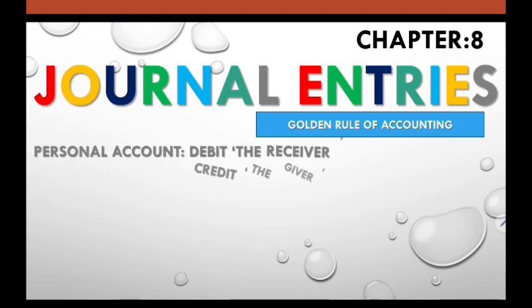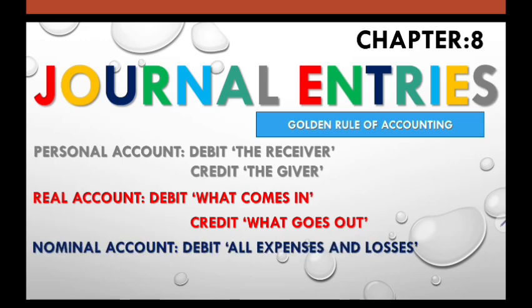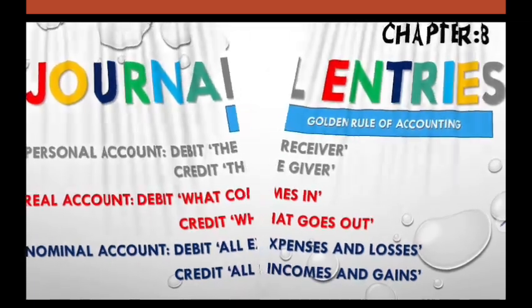In the golden rule of accounting, there are three accounts called personal account, real account and nominal account. According to personal account, debit the receiver, credit the giver. Real account, debit what comes in, credit what goes out. And nominal account, debit all expenses and losses, credit all incomes and gains. Now we'll see the modern approach.